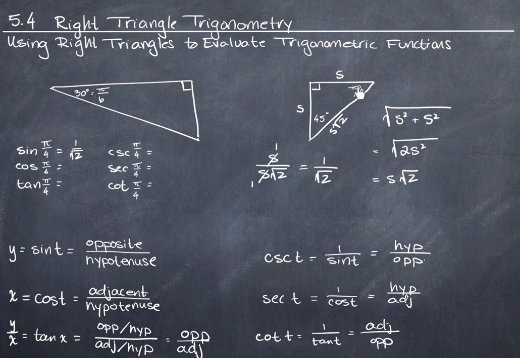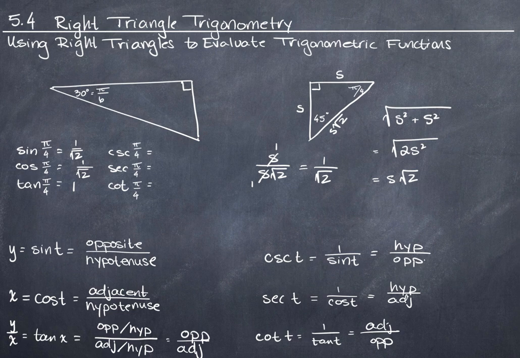Cosine, back to here, cosine is adjacent over hypotenuse. That gives me the same ratio, and that's the thing about 45, 45, 90 triangles is that you get the same value for both sine and cosine. So adjacent over hypotenuse is also s over s root 2, which still simplifies to 1 over root 2. Tangent is y over x, or opposite over adjacent. Or, well, this is going to be y over x, so it's 1 over the square root of 2 over 1 over the square root of 2, and any number divided by itself is 1.